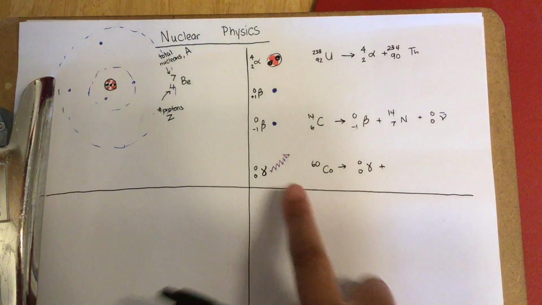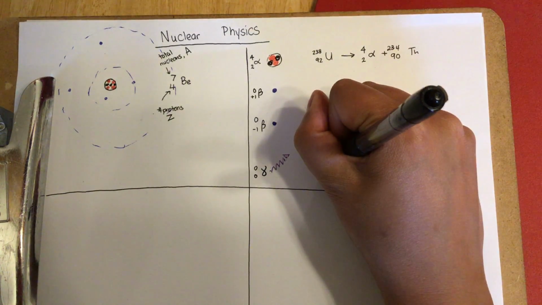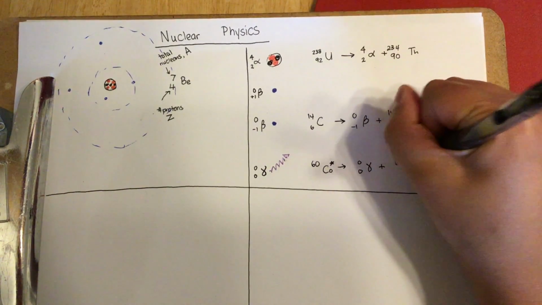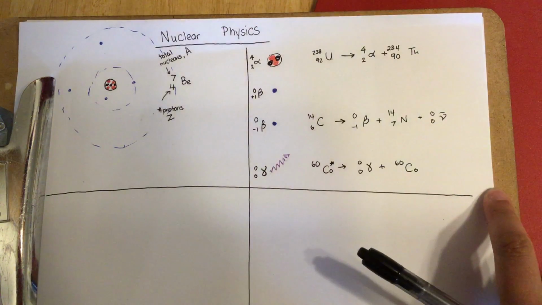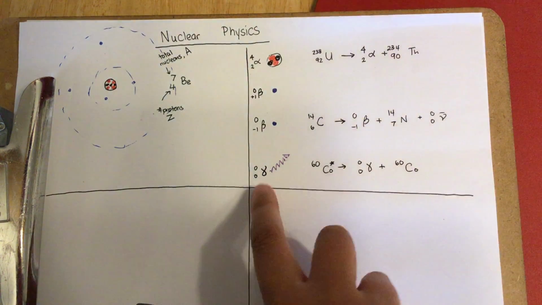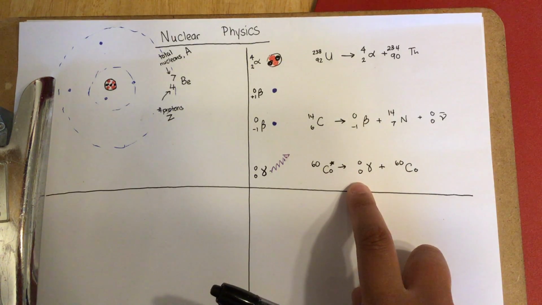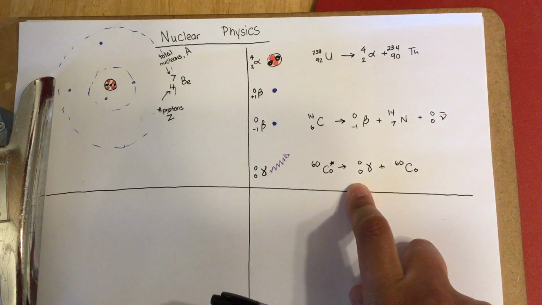Because it would go from an excited state, indicated with a little tiny star, to the ground state of cobalt-60 with no other particles. That additional energy from going from the unstable to the stable state is emitted as a very super highly energetic light.